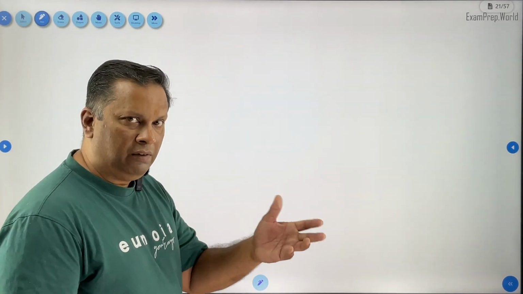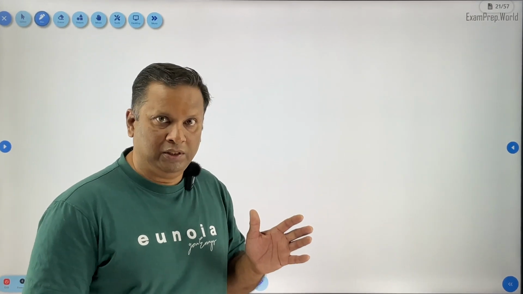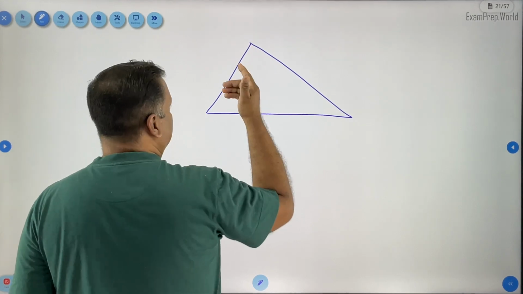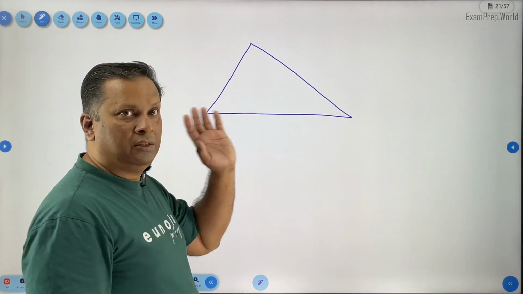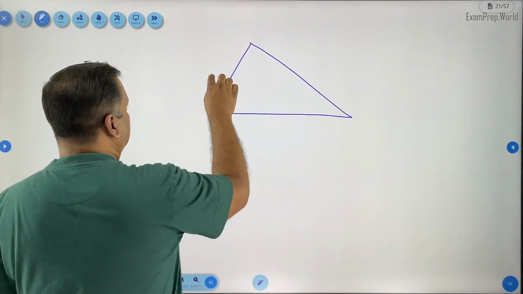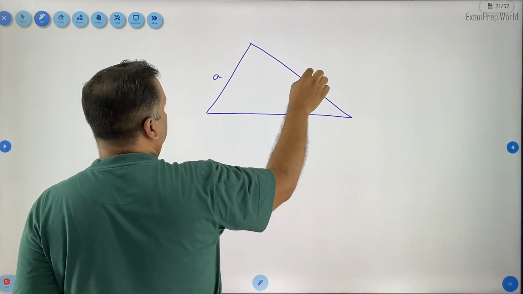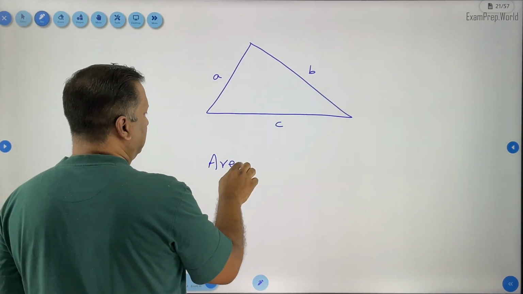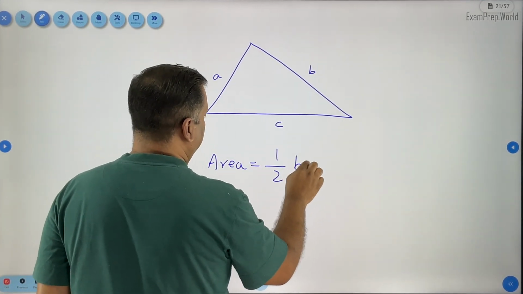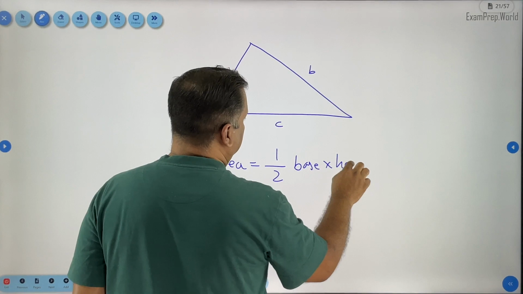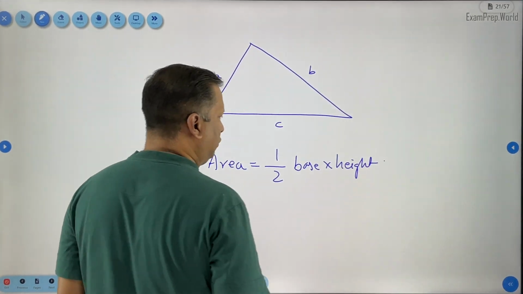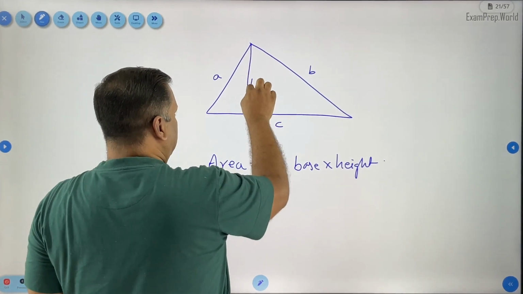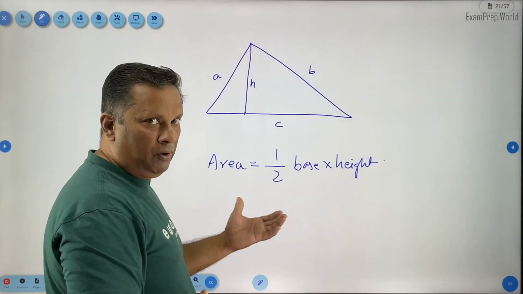Triangle's area is half base into height. That's what we have learned in all these classes. So let me draw a triangle, and this time it's not a right angle triangle, it is a scalene triangle. None of the angles is 90, right? A, B and C. If I ask you the area, many kids will tell me half of base times height, right? This is what we have learned. So here the base is C and the height is H, correct?